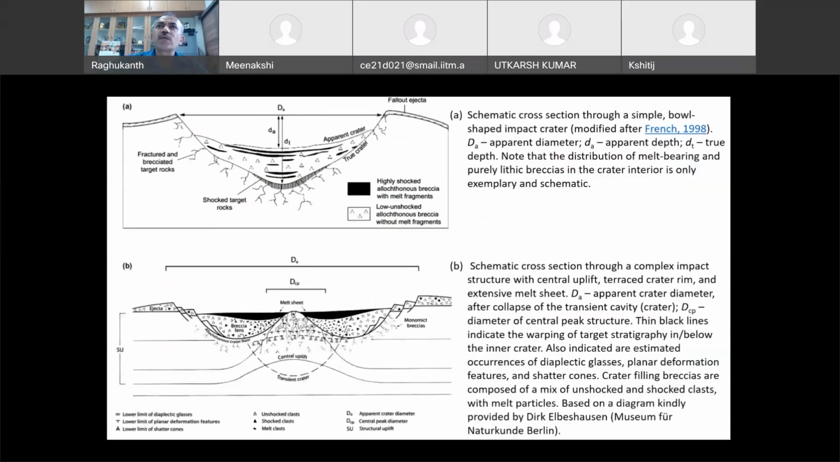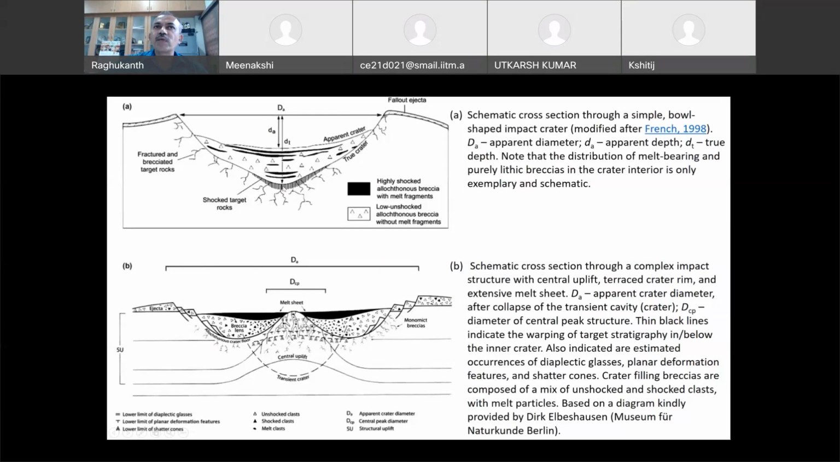So this is the same thing. This is a simple crater. If you see a simple crater, how is it described? This is a crater which has formed due to an impact. This is the rim. Initially the crater was like this. This was the ground elevation. This is the floor of the crater. This happens when an impact has occurred. So this is the rim. You can see here, this DA we call the apparent diameter. And this is what has happened.